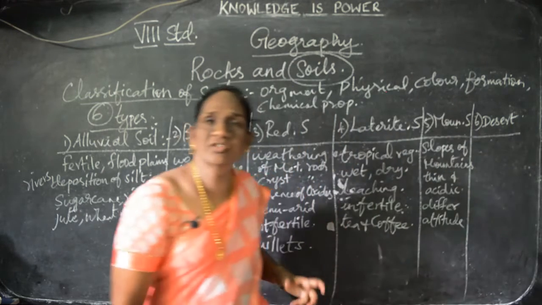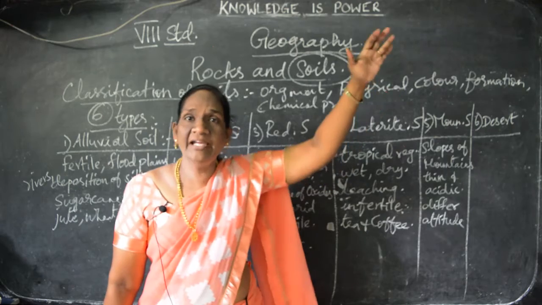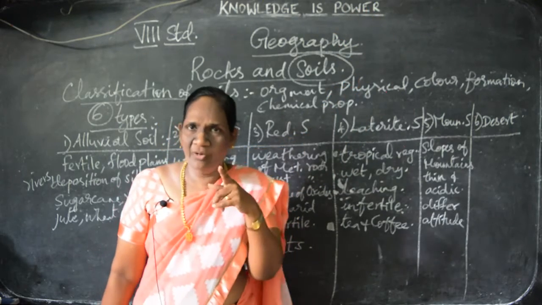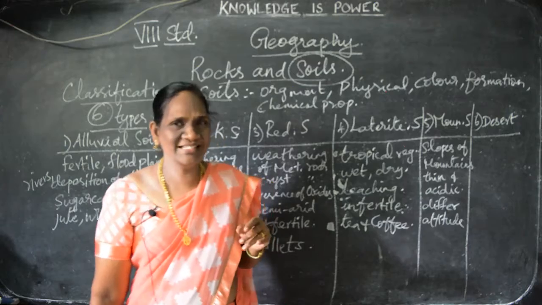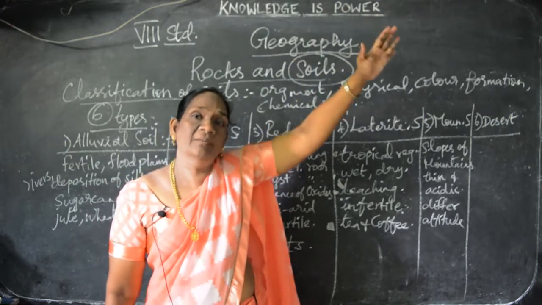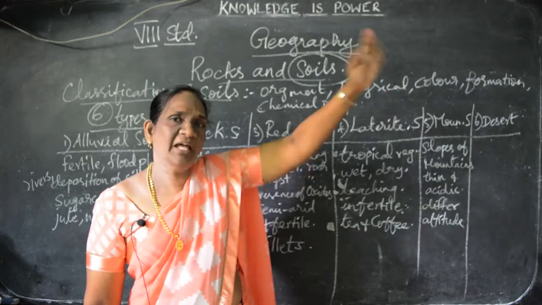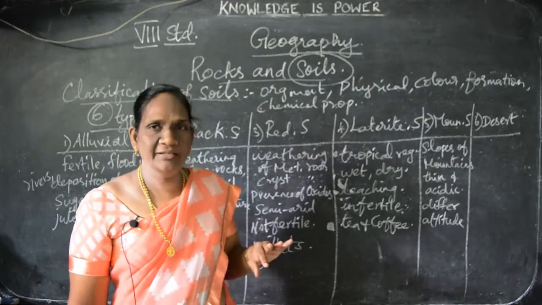What is meant by altitude, children? Altitude means height, like a mountain. Have you seen a mountain? Yes, very good. Understand? So a mountain has height, and it differs because of the altitude. Okay, again I will repeat it.